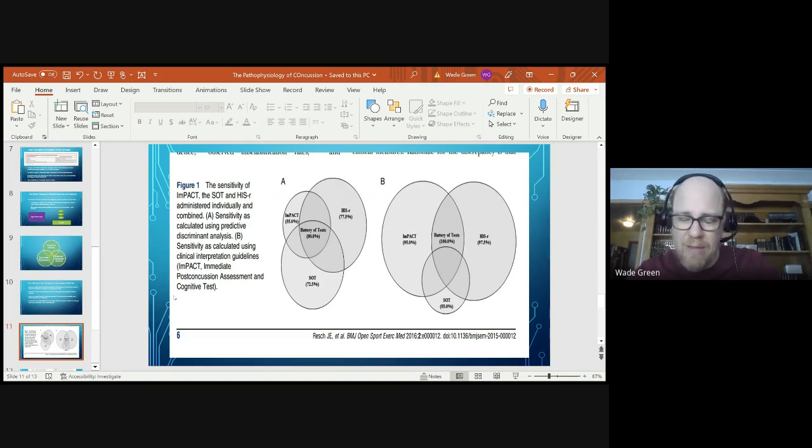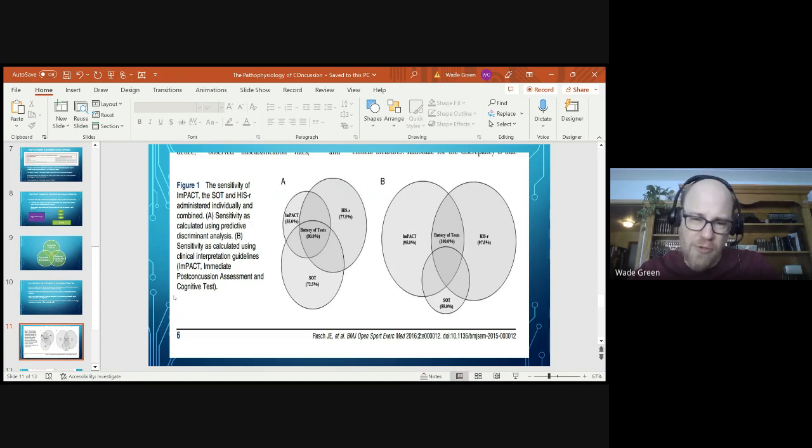Generally it might be a little lower than that when utilizing these tools appropriately as a test battery. So I think we get the idea that when we are evaluating or diagnosing concussion, we need to use more than one test.